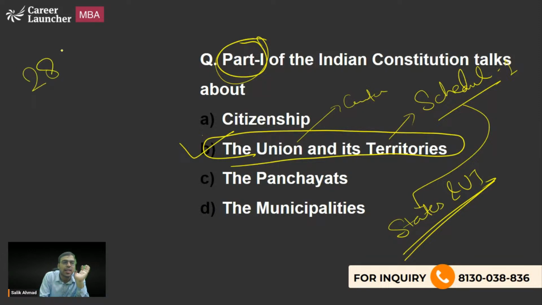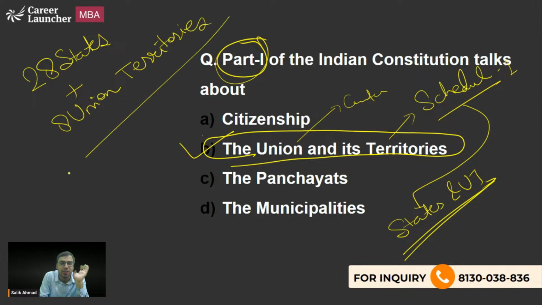So 28 states plus 8 union territories. This has been asked in many exams. I have seen this question being asked in many exams. It may even be asked to someone in an interview. So the right answer is there are 28 states and 8 union territories. So B is the right answer.